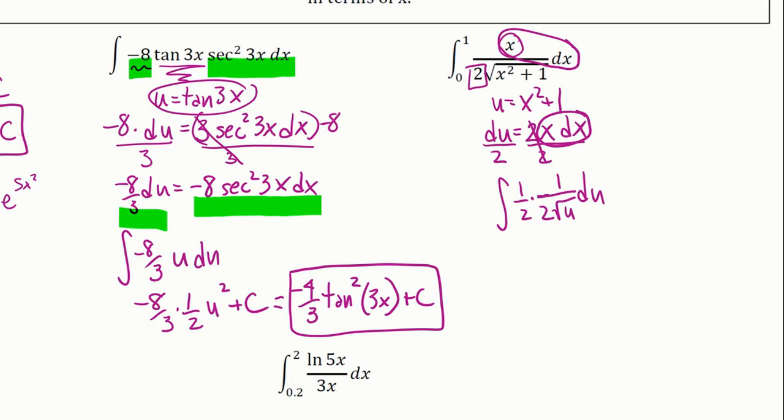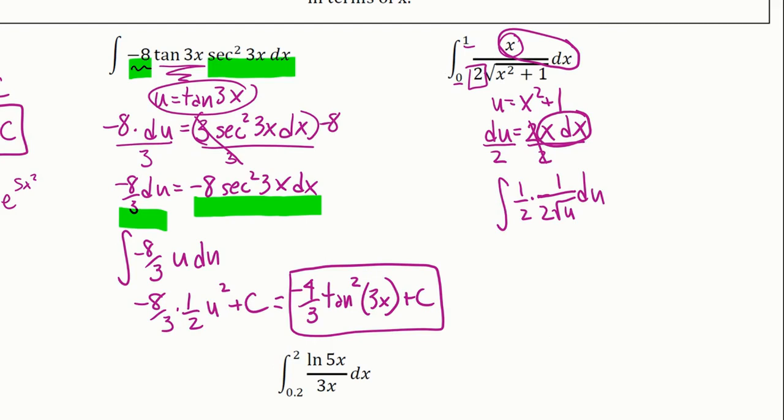Now here's the thing. This is not an indefinite integral. This is a definite integral. So what that means is that I also need to change my bounds. I am going from 0 to 1 if I'm on the xy plane. But I've turned this problem into a problem in terms of u, which means I'm not on the xy plane anymore. I'm on like the uy plane. I'm in terms of u. So what I'm going to have to do is rewrite my bounds also in terms of u.